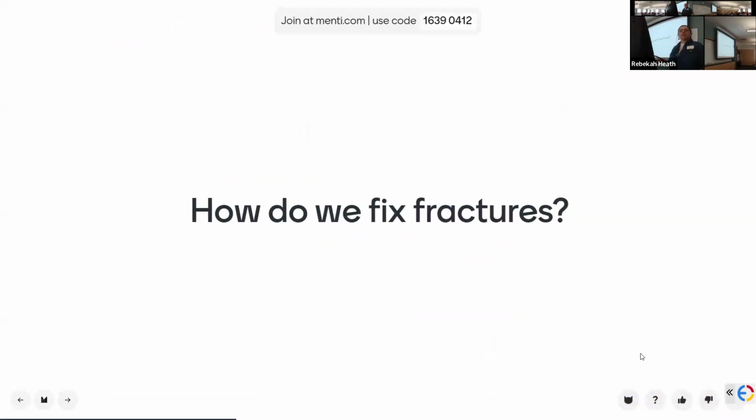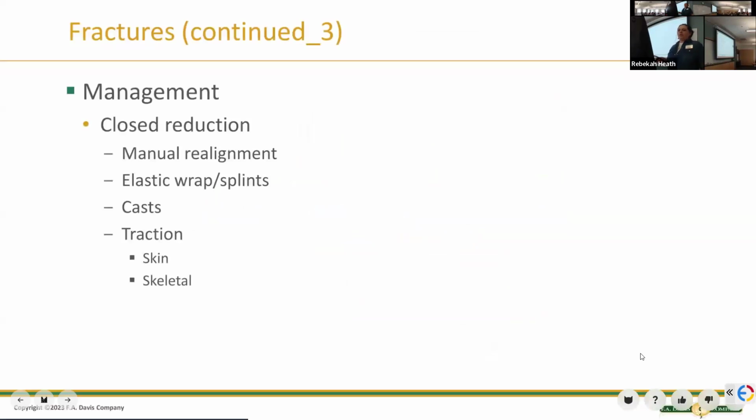So how do we fix our fractures? Management of them: closed reduction. Kind of like we have our open and closed fractures, reduction is where we're lining it back up, right? Grandma's leg is shorter than the other. We want to get that bone pulled back where it should be. Unfortunately, with the hips, we can't really do a manual realignment. Maybe with arms, we can try to get them lined back up where they should be. That's a little bit easier.